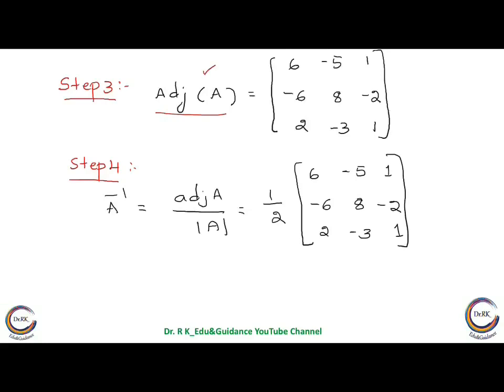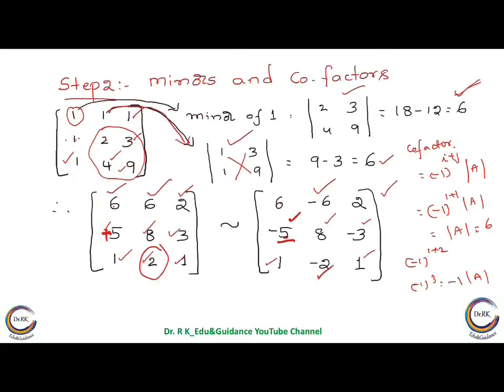So how we will get the adjoint is by taking the transpose of this matrix. We take the transpose of this matrix, we get the adjoint. Transpose means what? Taking the first row as first column, second row as second column, third row as third column.